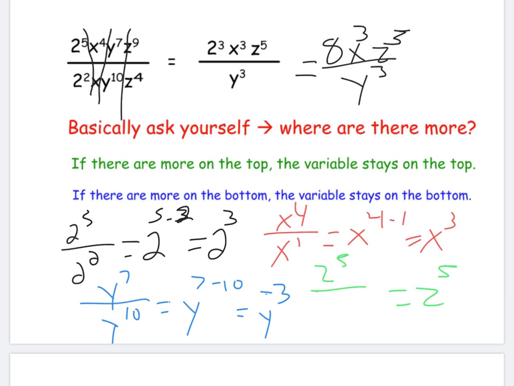So my answer is either 2 to the 3rd power, x to the 3rd power, z to the 5th power divided by y to the 3rd power. Or because I know what 2 to the 3rd power is, I could have simplified it to say 8x cubed z to the 5th power over y cubed.